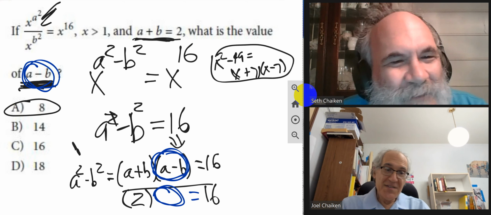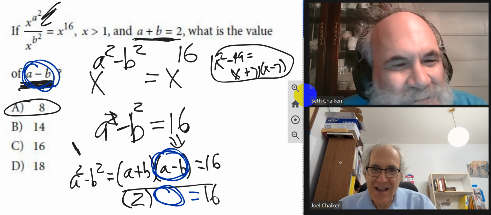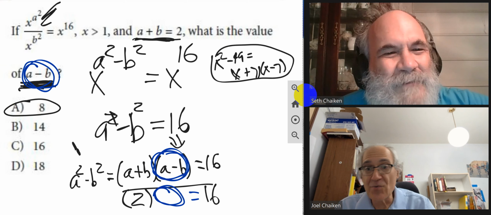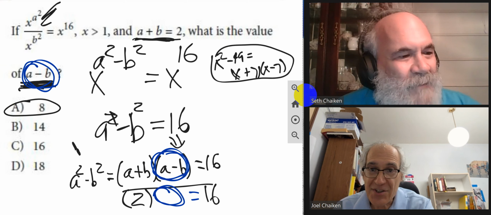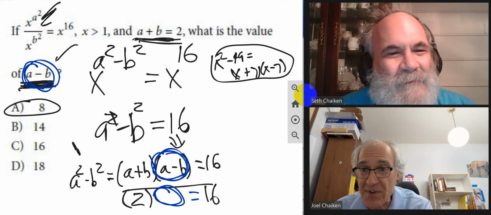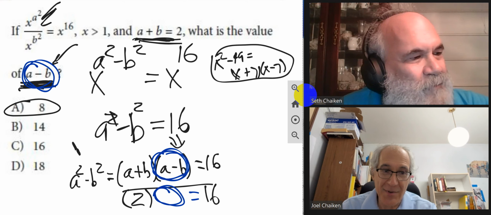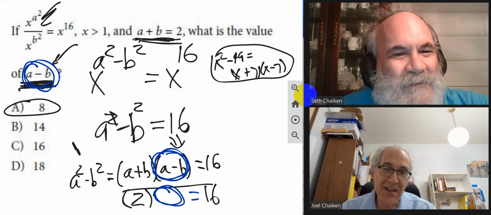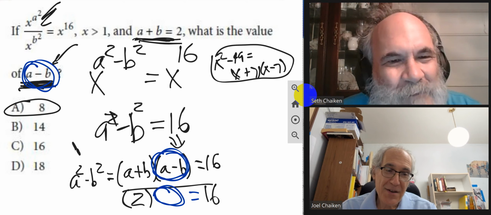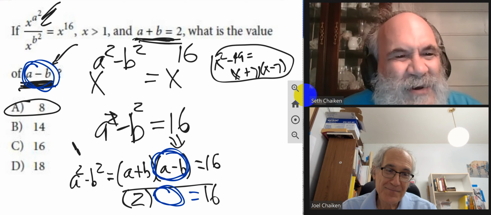So this brings up a lot of things. You have to know the difference between squares. You have to know the exponent rule. You have to be able to substitute. The a plus b is 2. You have to focus on what the answer is. You have to realize that the answer is a blue thing, and you want to solve for the blue thing, and then you get the answer. What do you think, Seth? Oh, sounds good.